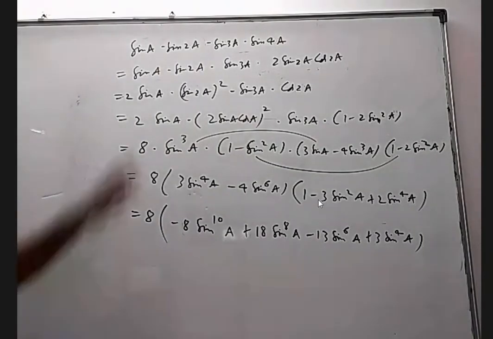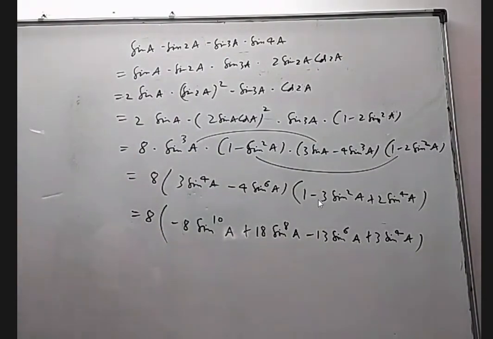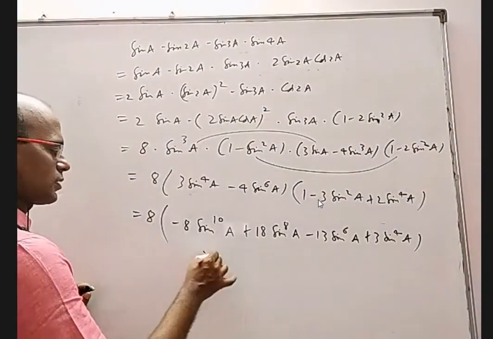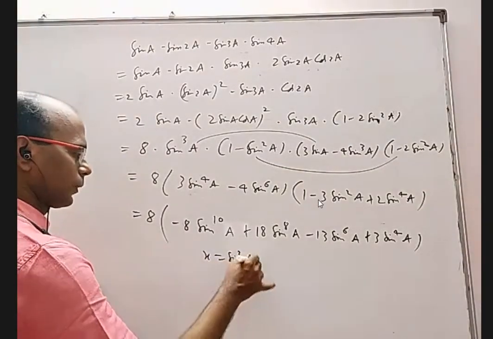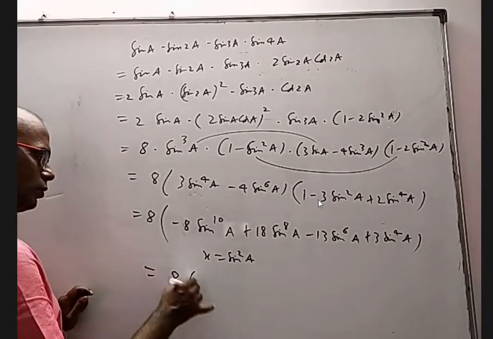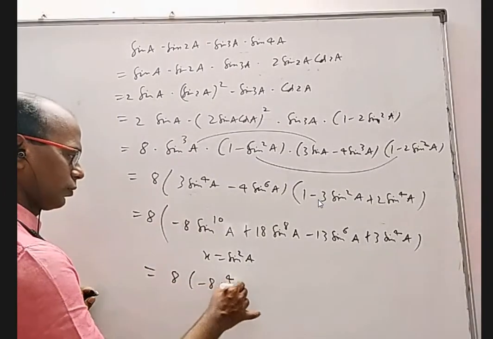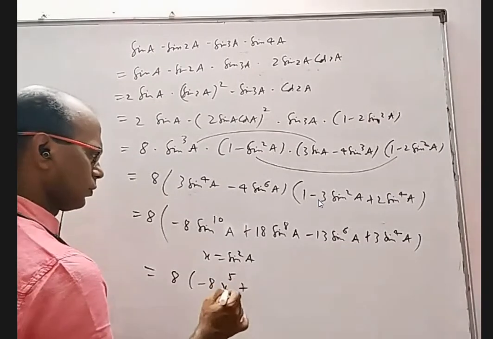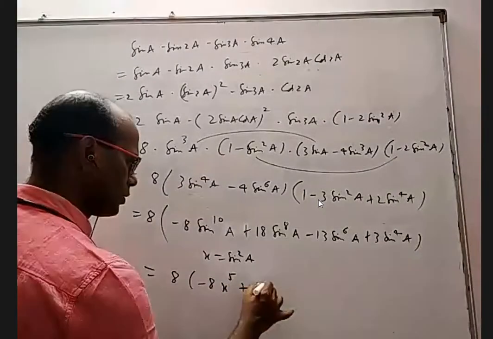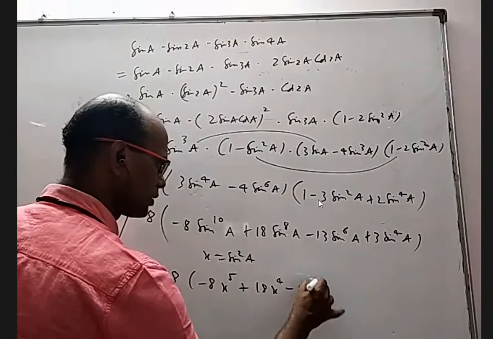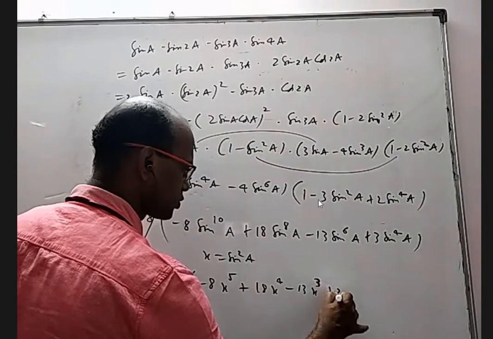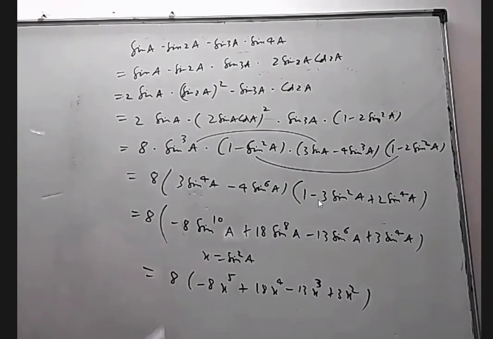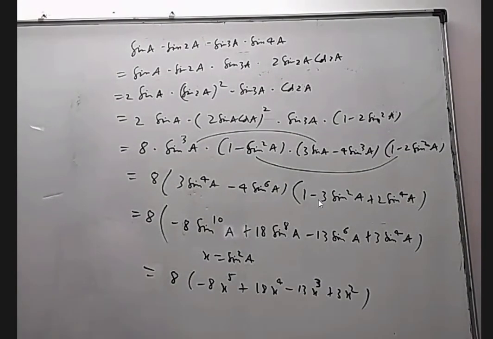Okay, so we are able to write this thing only in terms of sin A. Now they want us to write it as a polynomial in terms of x. What is x? x is sin square A. So minus 8 x power 5, then 18 x power 4 minus 13 x cube plus 3 x squared. There is no x term, there is no constant, but I am able to write it as a polynomial of degree 5.